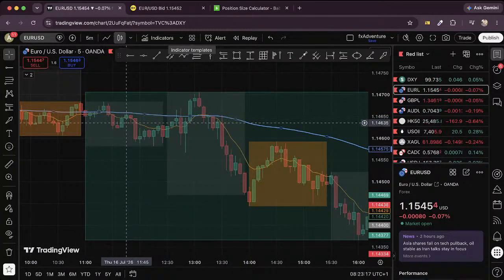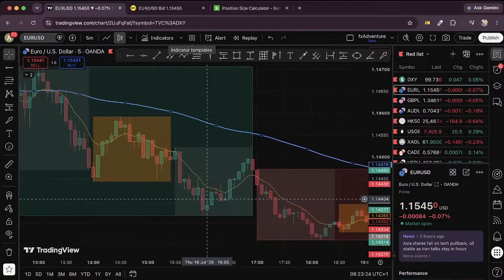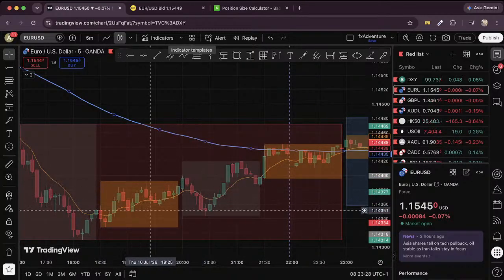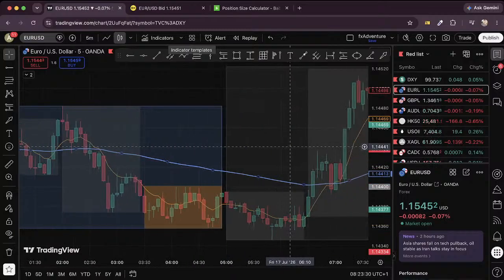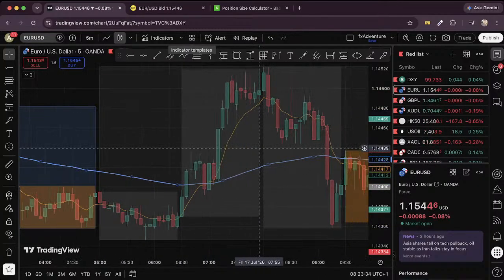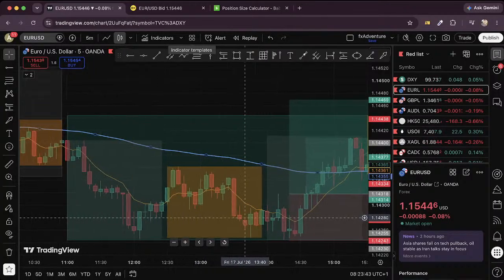This is not necessarily an accumulation because of the candle colors, so we are not trading in red, we are not trading in blue. The next day, Q1, I'm accumulating like Q2, in the afternoon.